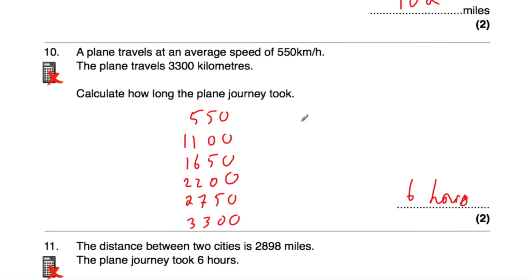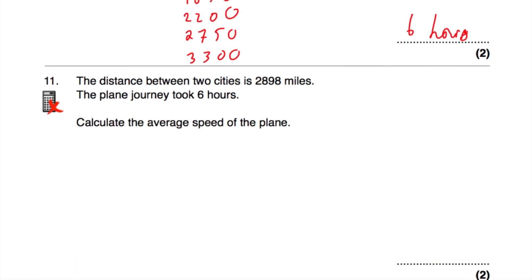So we just consider the fact that on average it flew 550 kilometers each hour. So we just count up the multiples of 550 until we got to 3,300, and that'll be how long the plane journey took. Or you could have just said, well, the time is equal to the distance divided by the speed. So we're going to divide the distance by the speed, and that's equal to 6. And that's it. Okay, let's look at our next question, question number 7.